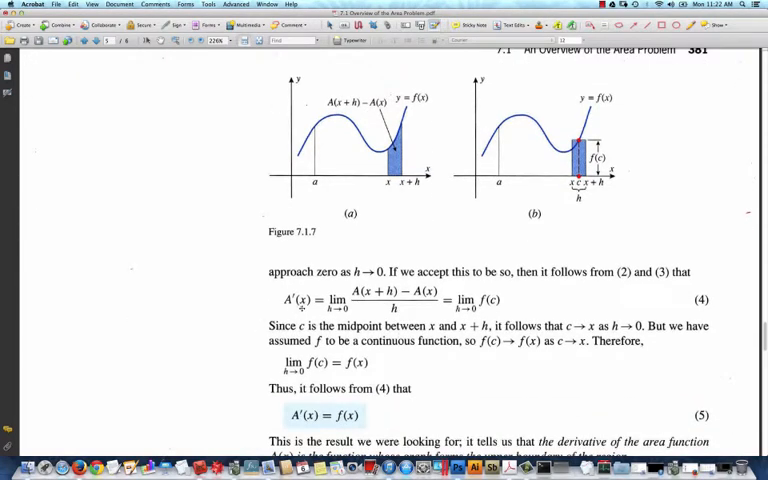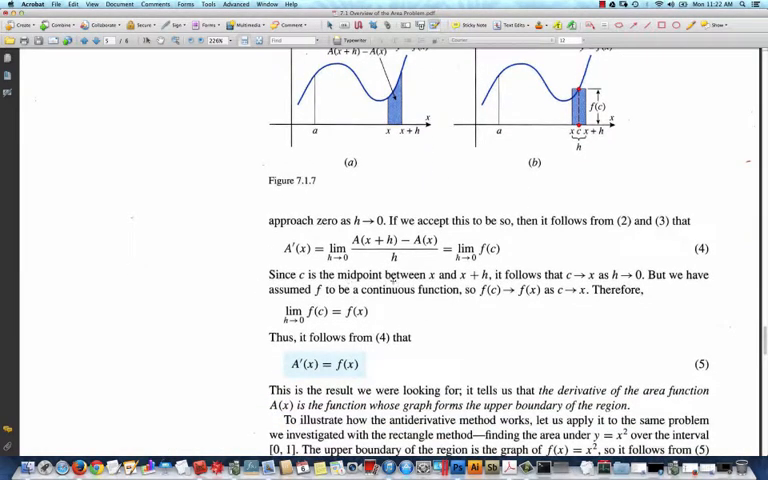As h goes to 0, if we accept this to be so, then it follows from 2 and 3 that a prime of x, as the limit as h goes to 0 of the difference quotient, is the limit as h goes to 0 of f of c. Since c is between x and x plus h, it follows that c goes to x as h goes to 0. Remember, as h goes to 0, this interval gets scrunched together, so c is going towards x. But we have assumed f to be a continuous function, so f of c goes to f of x as c goes to x.